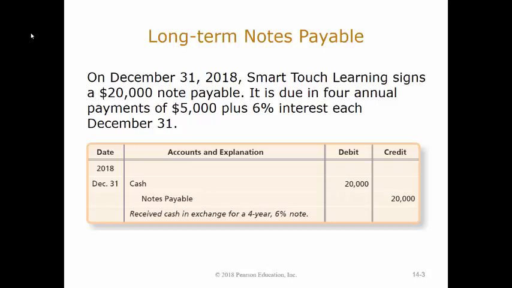But in this entry, we're only receiving the cash from initially signing the note and borrowing the funds. So on December 31st, we would denote the fact that we are receiving $20,000 in cash by debiting that account for $20,000. And we would establish the long-term liability on our books by crediting notes payable for that same $20,000.